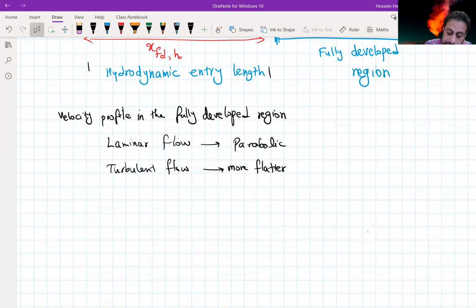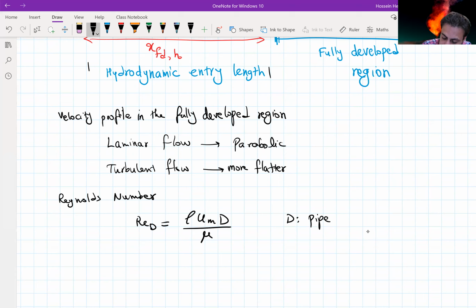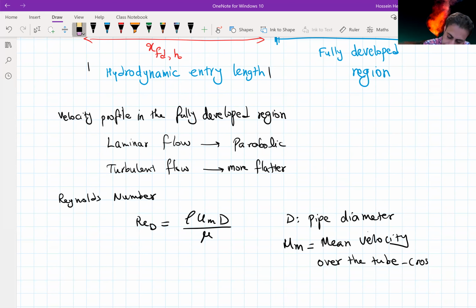Now, we distinguish between laminar and turbulent flow by Reynolds number. So we define a Reynolds number based on the diameter of the pipe. Re_D would be rho U_m D over mu, where D is the pipe diameter and U_m is the mean velocity. And I will explain what the mean velocity is here. It's the mean velocity over the tube cross section.